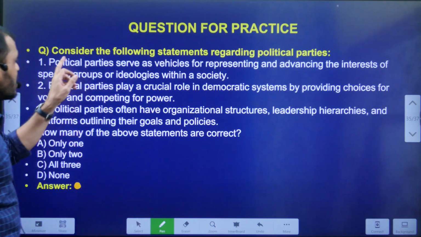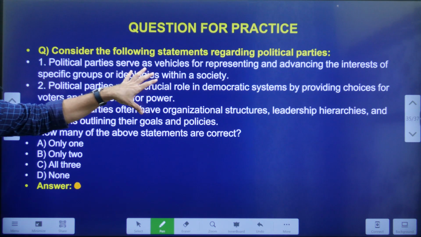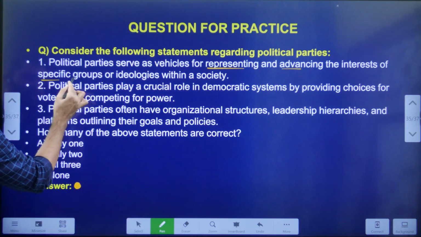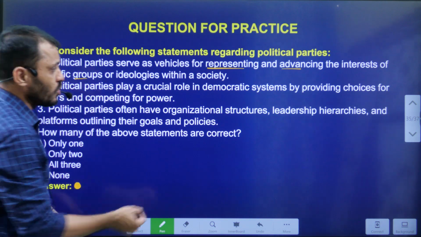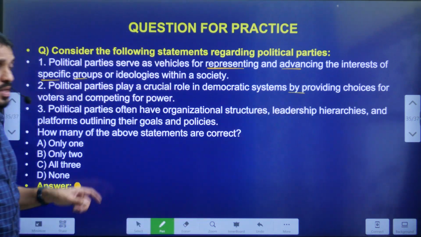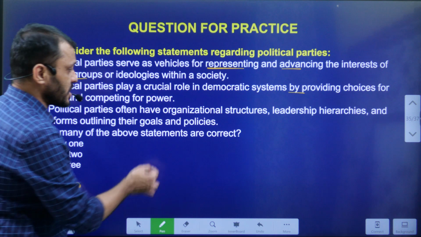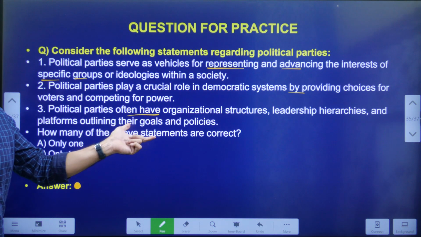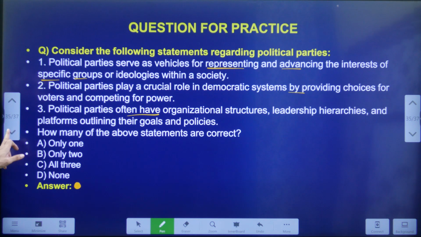Today's question is: consider the following statements regarding the political party. Political parties serve as a vehicle for representing and advancing the interests of specific groups. Second statement: political parties play a crucial role in the democratic system by providing choice for the voters and competing for power. Third: political parties often have an organizational structure, leadership and platform outlining their goals and policies. Out of these, how many statements are true?